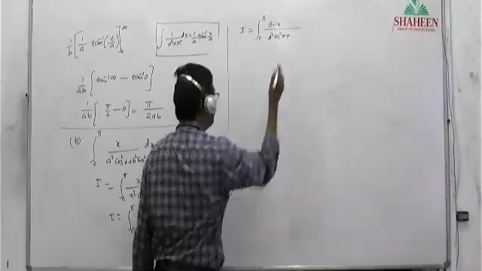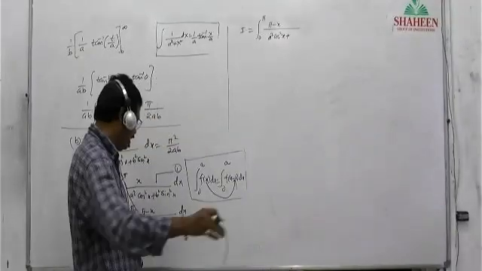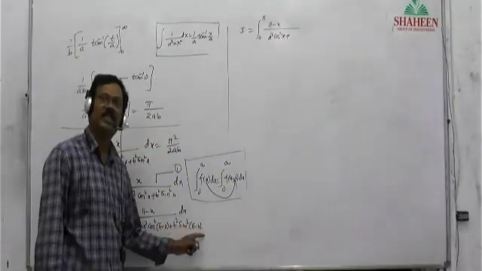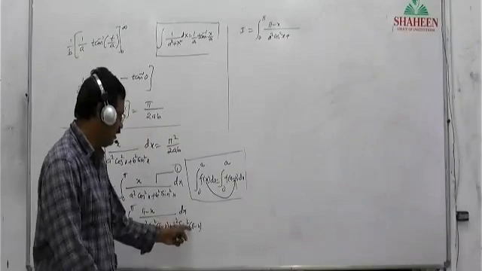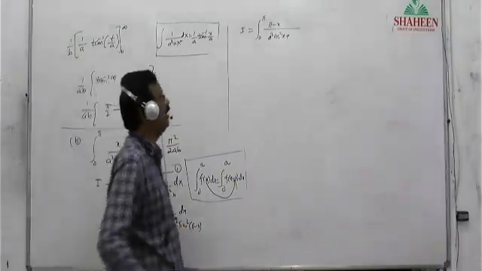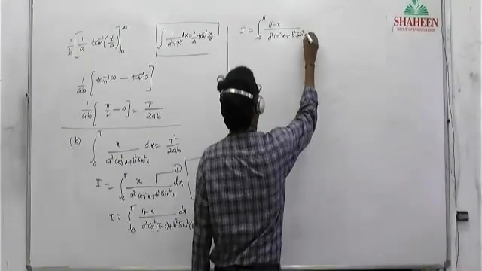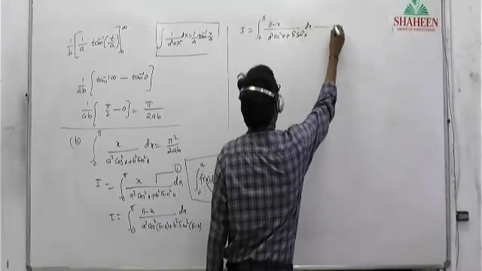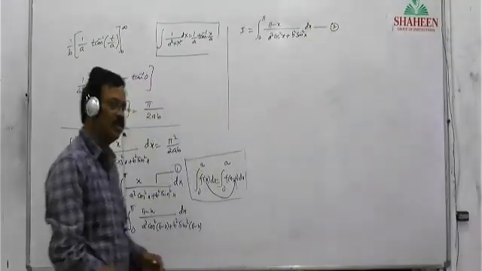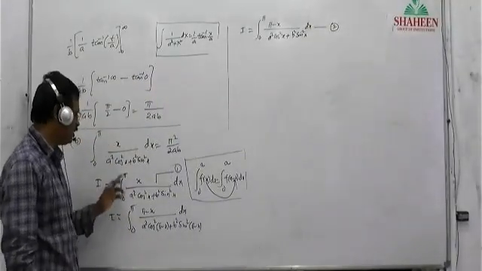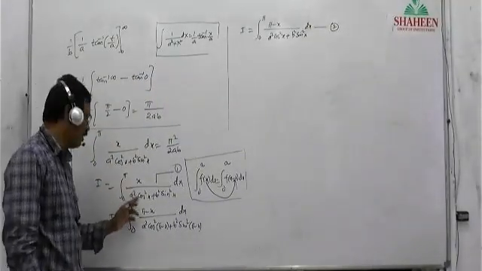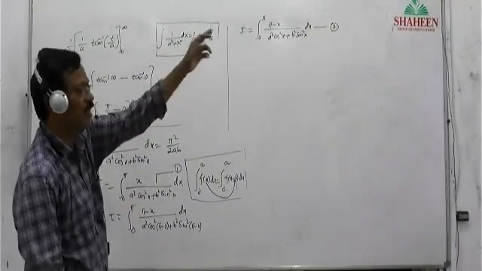Is it okay? Now in the same way, sin of pi minus theta is plus sin theta. Sin square is there, so b square sin square. Now this is the equation 2. Equation 1 is the problem, and we got this as equation 2.